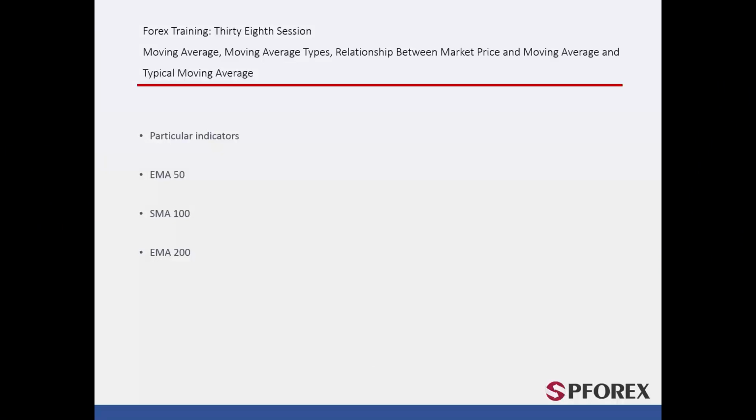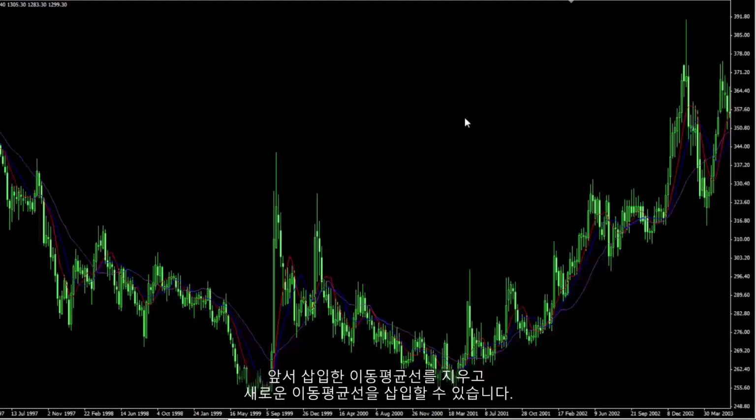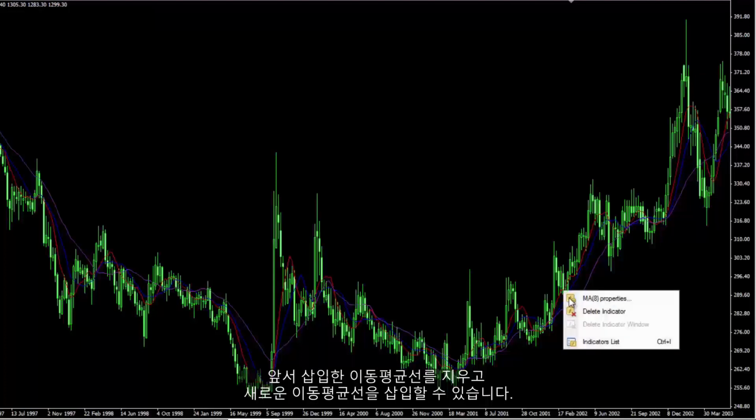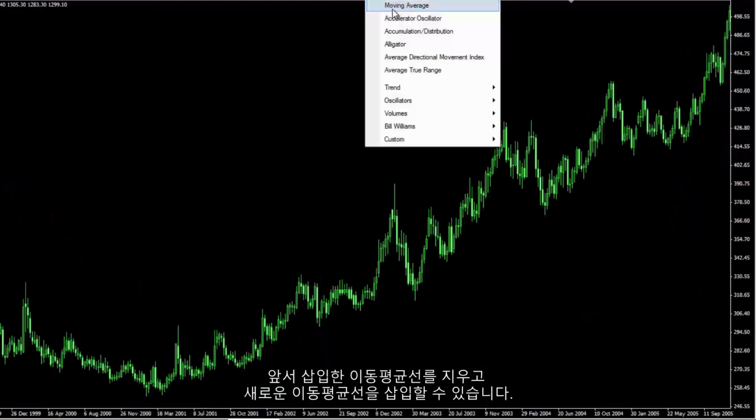Special indicators that can be considered as support and resistance lines are as follows: 1. EMA with 50 periods. 2. SMA with 100 periods. 3. EMA with 200 periods. Previous SMA examples can be deleted from the chart to insert the new MA indicators.